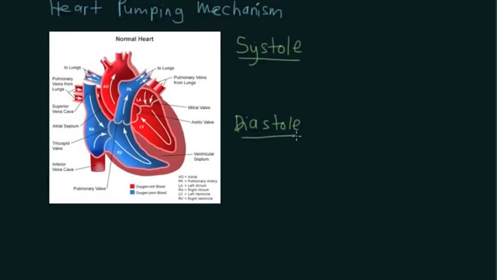Okay, so let's look at the meaning of these two words first, because this is actually one of the basic things that you have to know when you want to explain how the heart pumps the blood. Basically, the human heart is a muscular organ. It has a special type of muscle that is known as the cardiac muscle. And what is the special thing about this cardiac muscle?